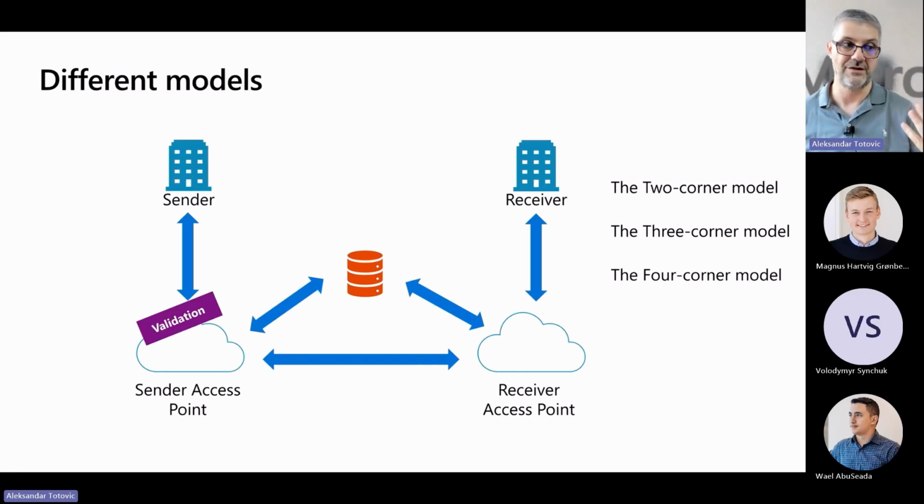If we are the sender, we send the electronic invoice to our access point, and first validation is done there. Our access point then communicates with the receiver access point, and the receiver access point delivers the invoice to the receiver. In the same way, they communicate with the government authority, so they exchange all necessary information with them. But even in this model, imagine there is even more.